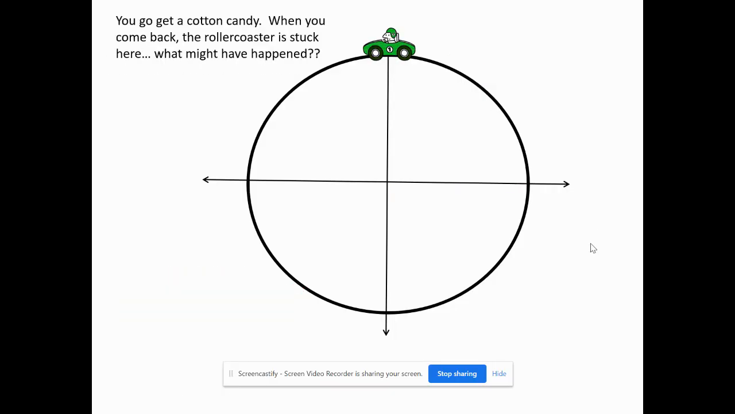Okay, let's say you're at the fair or whatever and your friend gets on the roller coaster and it started where it was supposed to. And then you go off and you get some cotton candy and all of a sudden the roller coaster is stuck up here. What might have happened while you were gone? We all know the roller coaster started here. What might have happened? Well, let's see.